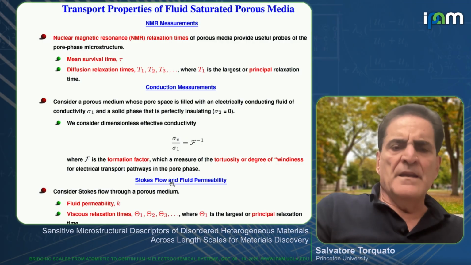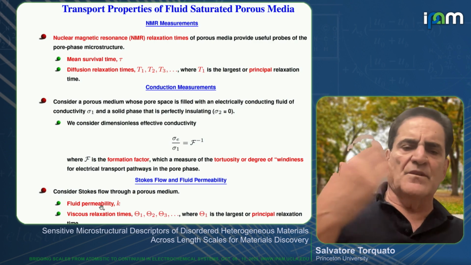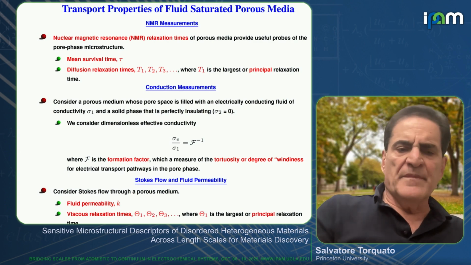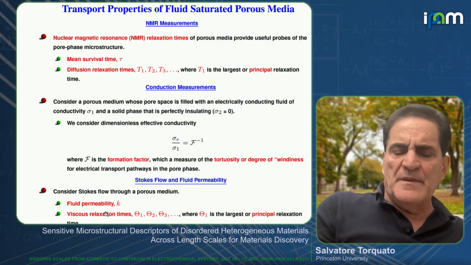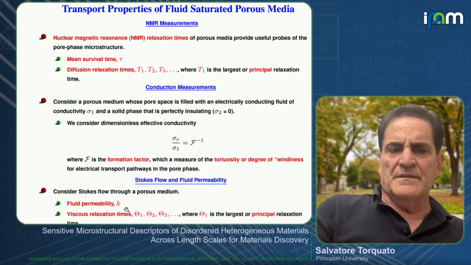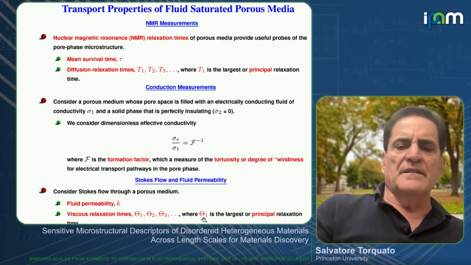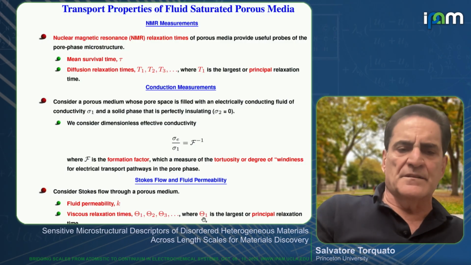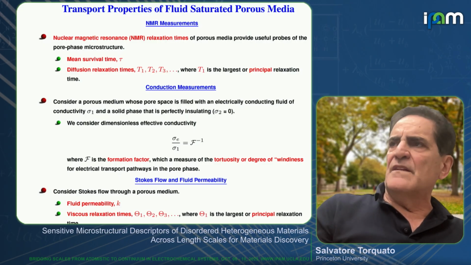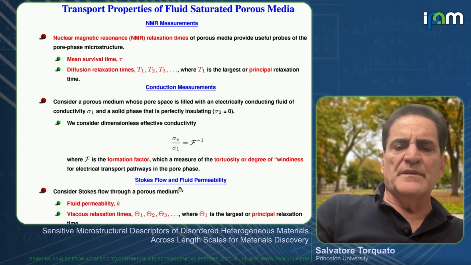this system. And it's a measure of the tortuosity, or the degree of windiness, for electrical transport pathways in the pore space. In the case of Stokes flow and fluid permeability, the steady state fluid permeability is of interest. That's the quantity that's involved in Darcy's law, as well as in the time-dependent version of the problem, where you have viscous relaxation times, in contrast to the diffusion relaxation times here, where theta 1 is going to be the largest viscous relaxation time. So you're solving for the Stokes, this is an eigenvalue problem, but for the Stokes operator.